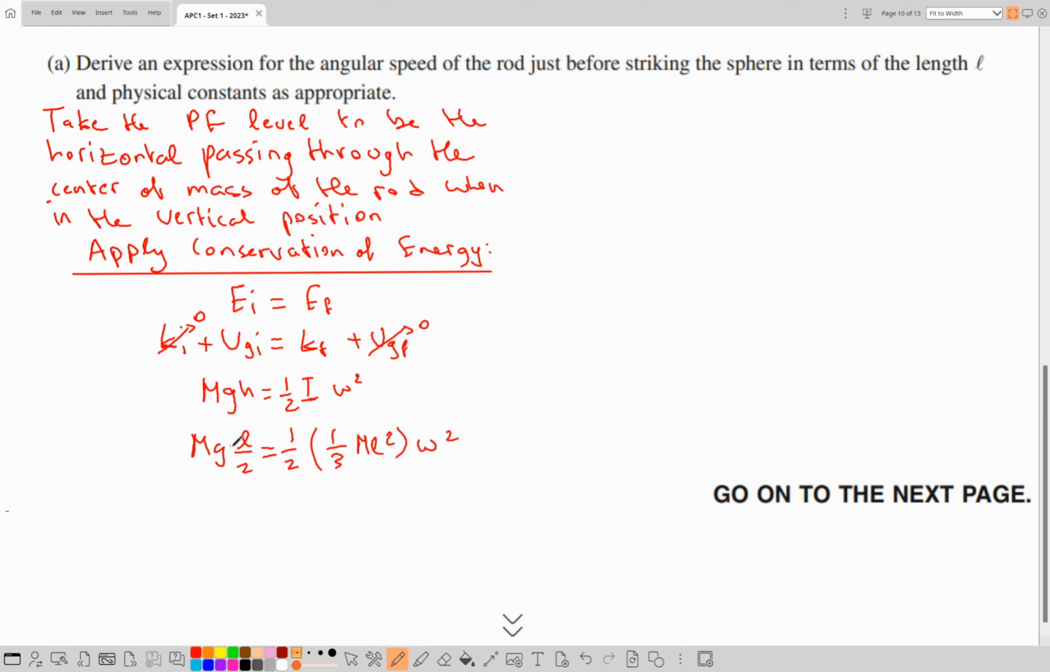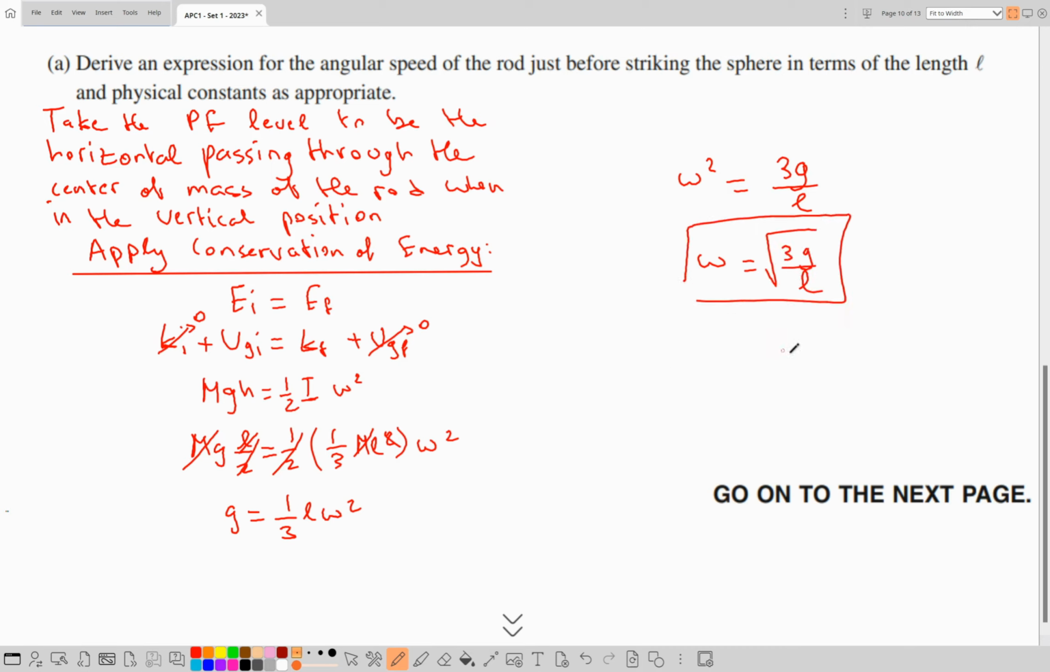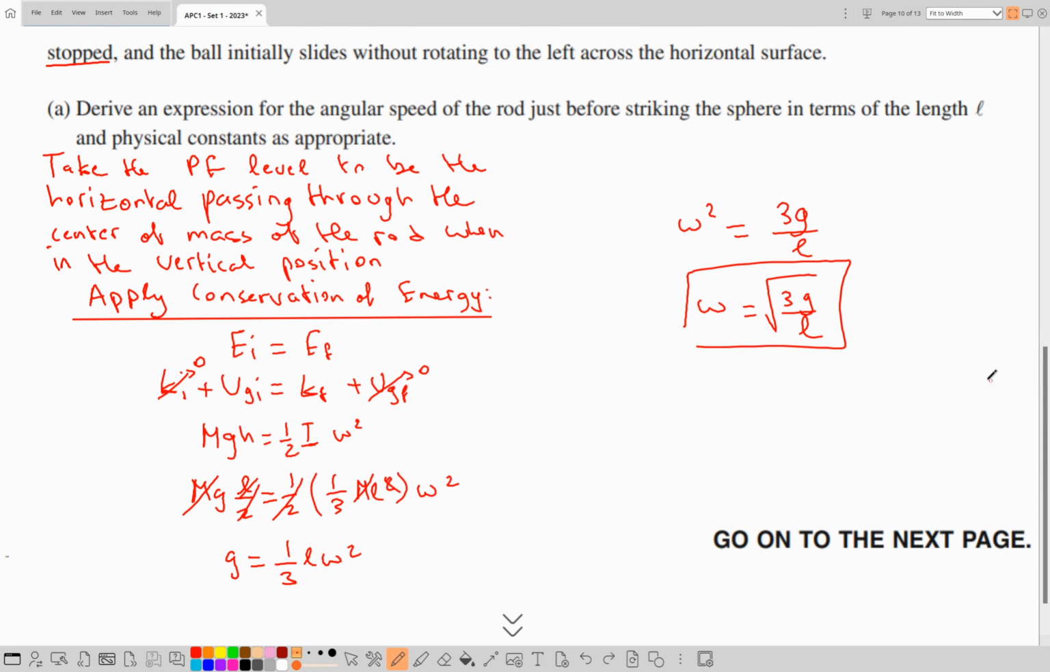Now we can start applying the cancellation effect. M cancels with M, half cancels with half. Now the power 2 cancels with L, and we're left with g is equal to 1/3 L omega squared, and let's isolate omega squared. Then omega squared in this case is given by 3g divided by L. Then omega is given by the square root of 3g divided by L. So that would be the angular speed of the rod momentarily before it strikes the sphere.